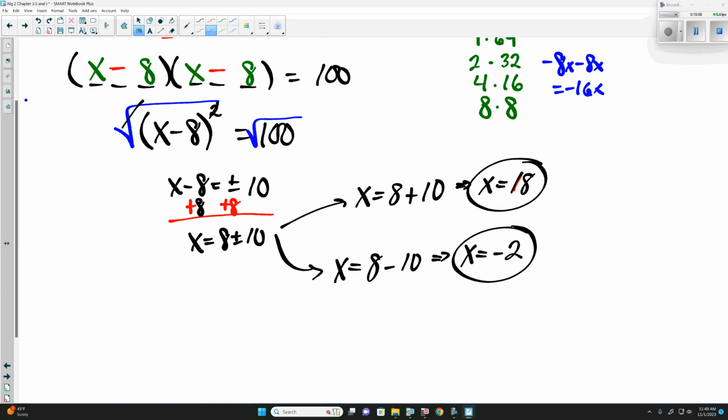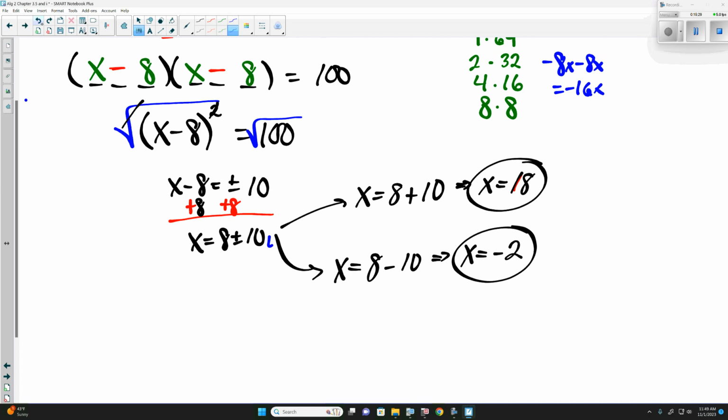So the two solutions for this here are 18 and -2. If we can actually add them, we're going to add them. If we can't, I'm going to change it slightly. If it said that it was 8 plus or minus 10i, 8 and 10i are not like terms. So we would leave it as 8 plus or minus 10i.